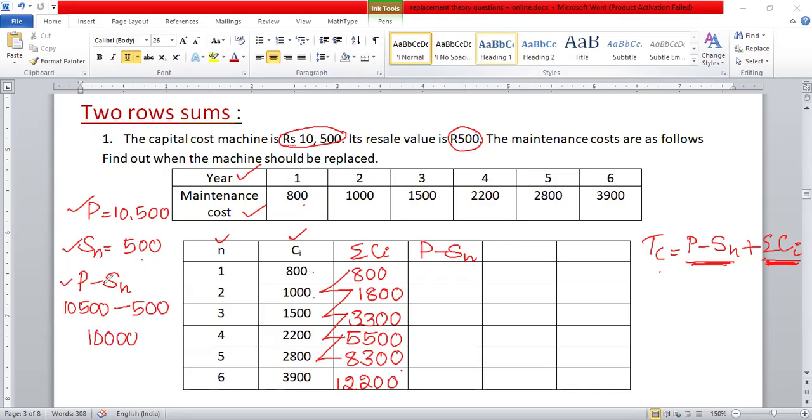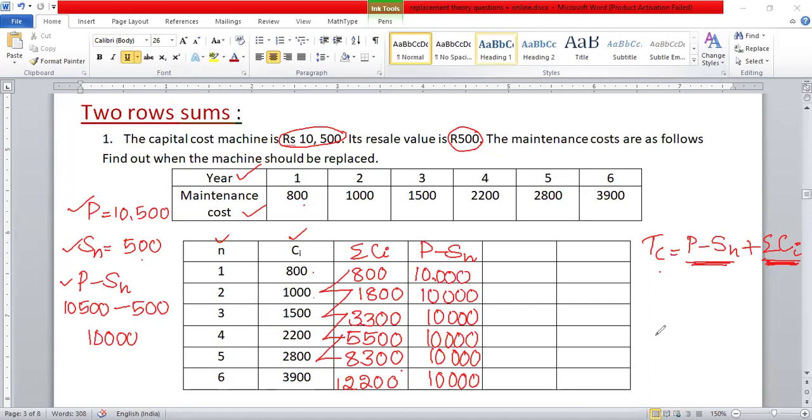Yes, because why? We want to do it like this because P value is only 1 and S of n value is also only 1. So we subtract 10,500 minus 500, that is equal to 10,000. So 10,000 you have to write constantly for all the respective years. Remember guys, all the respective years. Look at that, 10,000, 10,000, 10,000. Yes, okay.